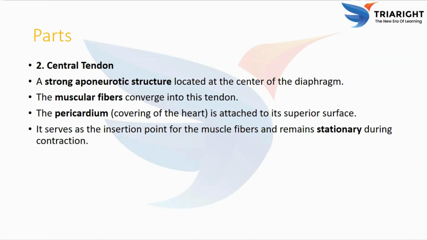So what is the central tendon? It is the fibrous center of the diaphragm. Muscles attach to it and they pull during inspiration. The pericardium is fixed to it, so it's a stationary point during the contraction.